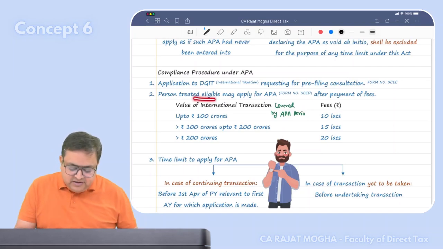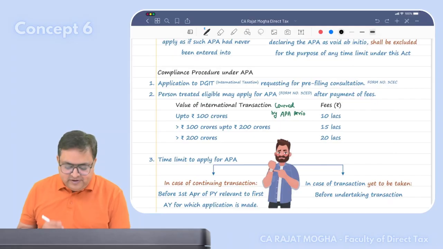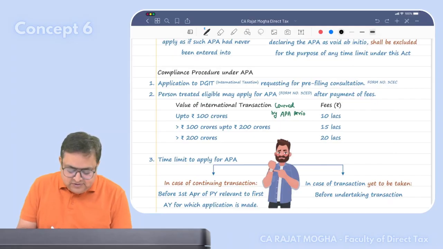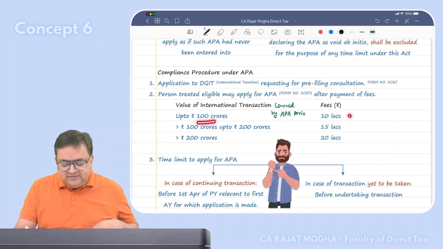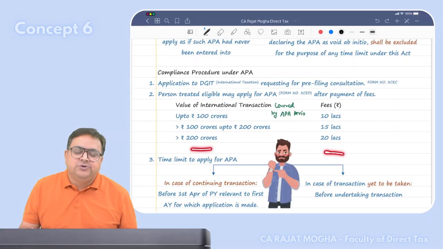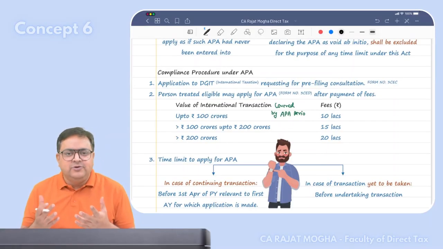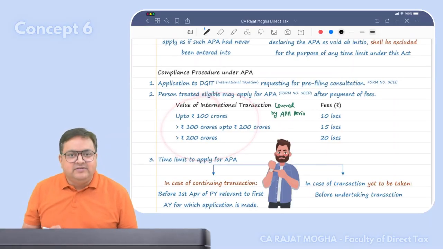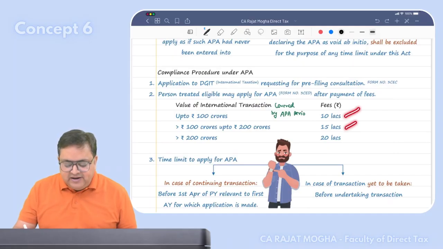So a person treated as eligible may apply for APA after payment of the fees. So what is the fees, guys? If the value of the international transaction is up to 100 crores, the fees is 10 lakh, quite a good fee. More than 100 crores but up till 200 crores, 15 lakh. More than 200 crores, it would be 20 lakh rupees. Obviously, you are entering into such a high value of transactions. So this is the fees: 10 lakh, 15 lakh, 20 lakh.